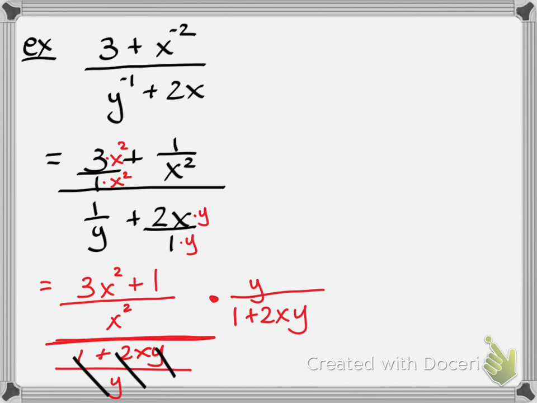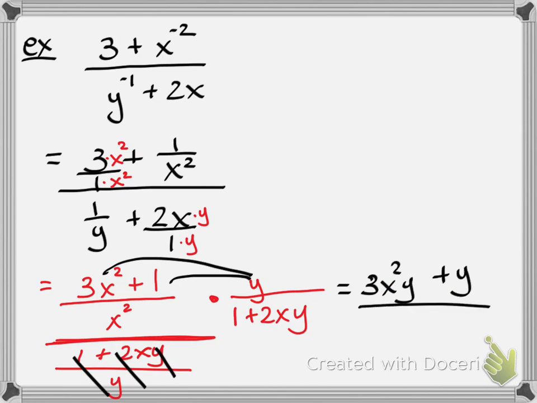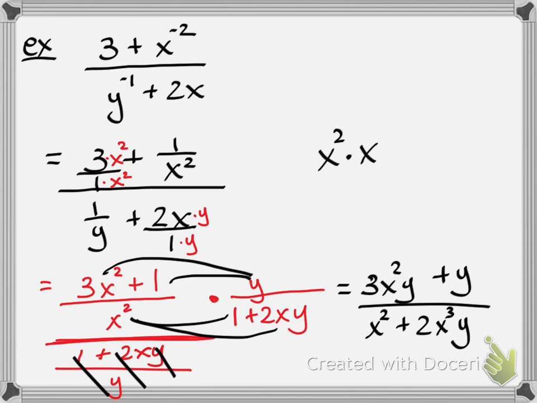I don't see any terms in the top and the bottom that'll divide out. So I guess again we'll distribute this way. 3x squared y plus y over, and then I'll distribute here also. X squared plus 2x to the third y. Because when you multiply like bases, you add those exponents.